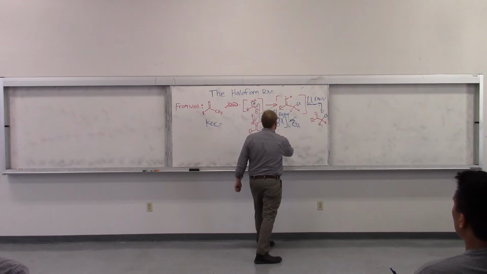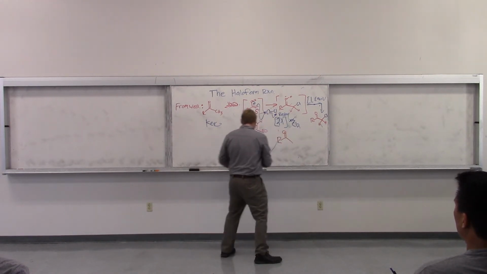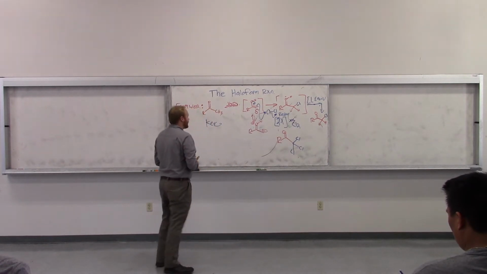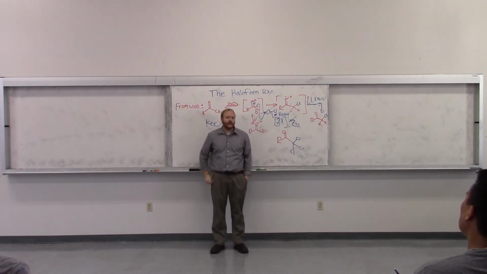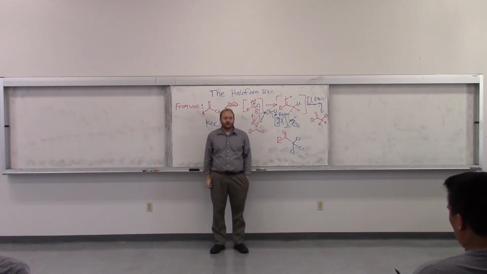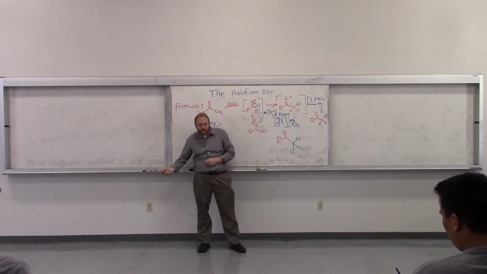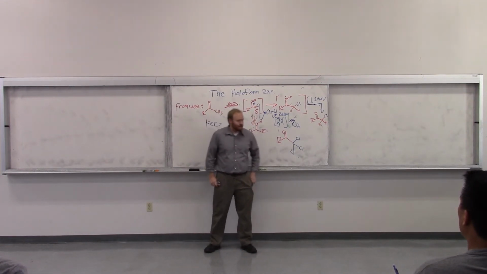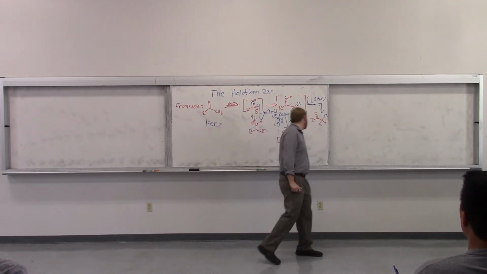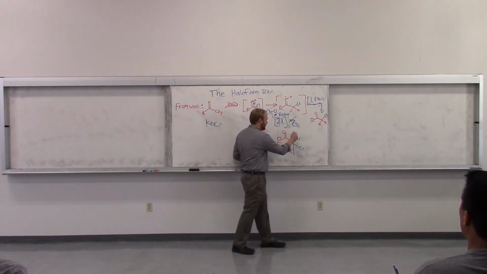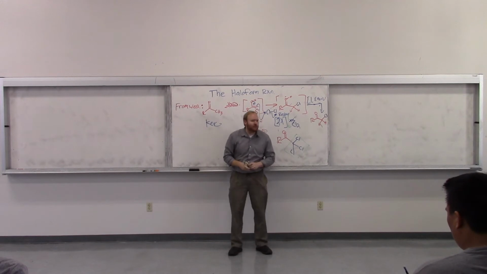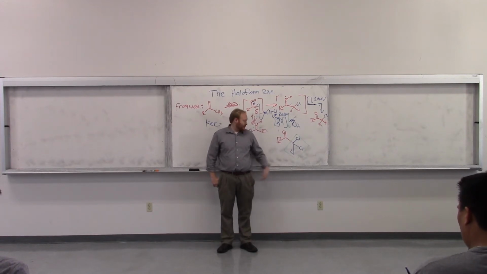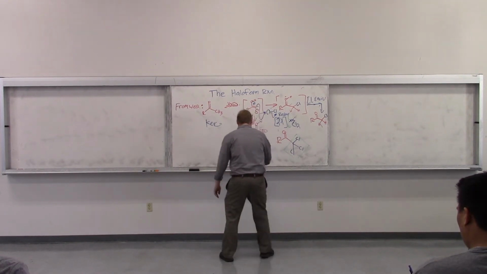Eventually, with excess Cl2, that will give us the trichlorinated ketone. Of course, if this R group was a methyl, that would go as well, but in this case, let's make this an unreactive R group. Now that we made this trichlorinated methyl group, something interesting happens: trichlorinated methyl groups are good leaving groups. I'll explain why in a second.